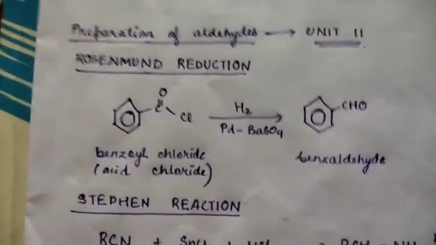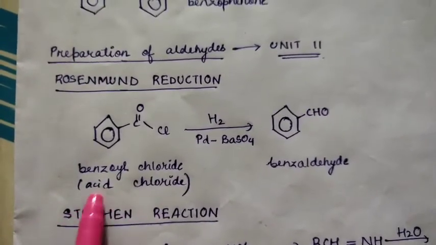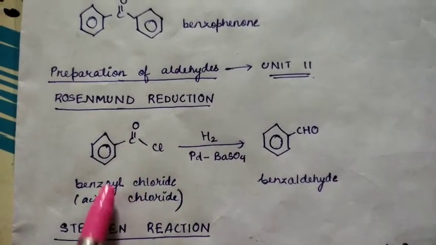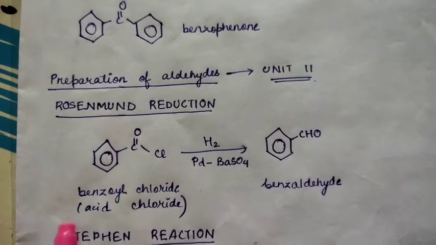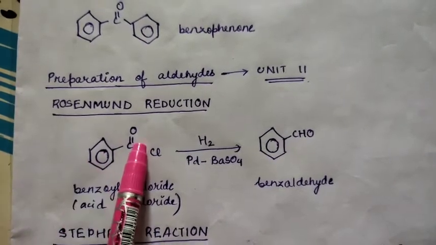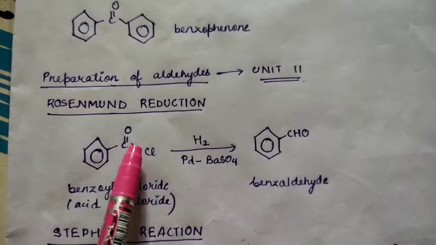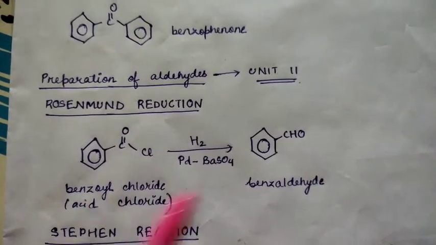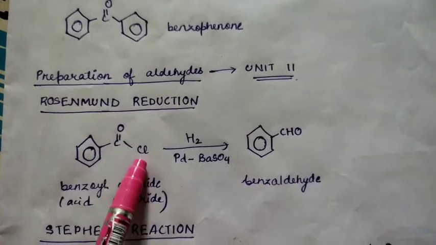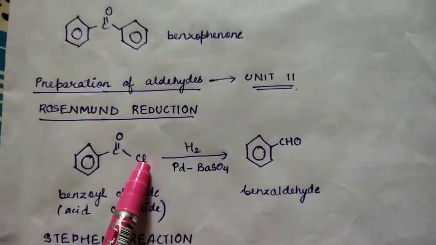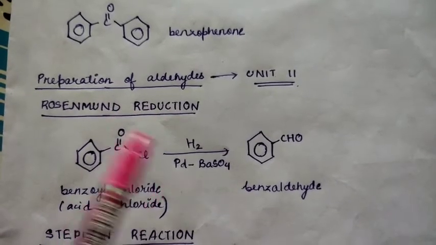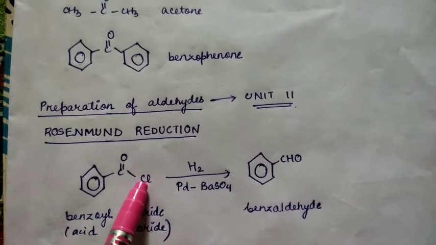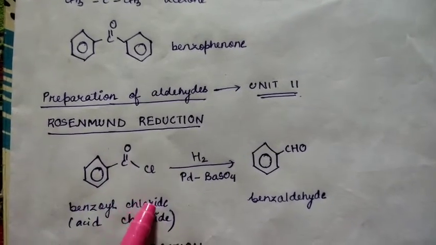Here for that we will take the reactant, an acid chloride, and the name of the acid chloride here is benzoyl chloride. This is the benzene ring and C double bond O. In place of OH, if there was OH, this should be an acid like benzoic acid, but one Cl has replaced the OH, so this becomes an acid chloride. The OH, like in acid, is replaced by Cl, so the name of this compound is benzoyl chloride.